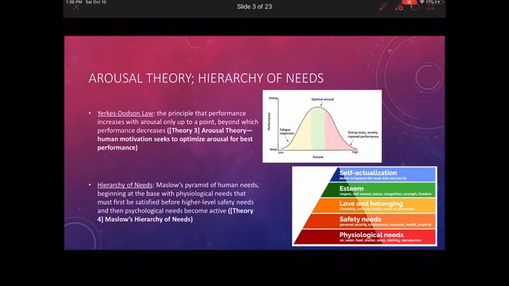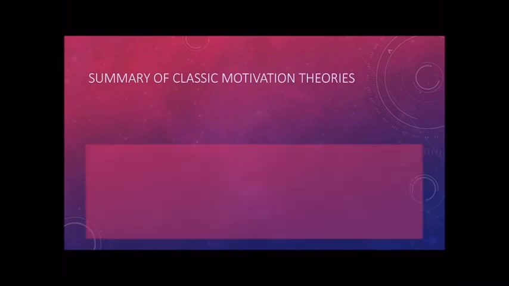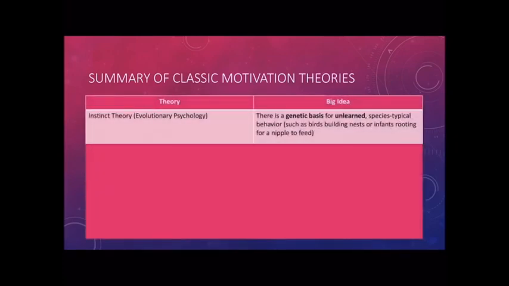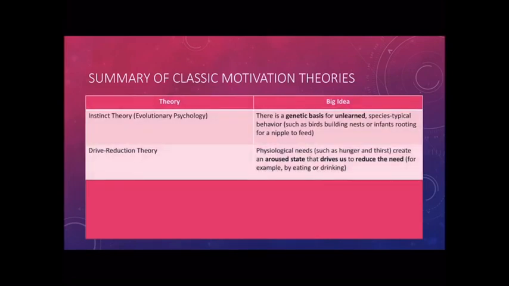Okay. So those are our 4 theories. Instinct theory says it's our instincts, our unlearned species-typical behaviors that influence our motivation. We're motivated to follow our instincts and meet our basic needs. Drive reduction theory says when we have a physiological need, we enter this aroused state that drives us to reduce the need, right? So if our need is hunger, we're going to reduce that feeling of hunger by eating, right? By meeting that need, by eating.